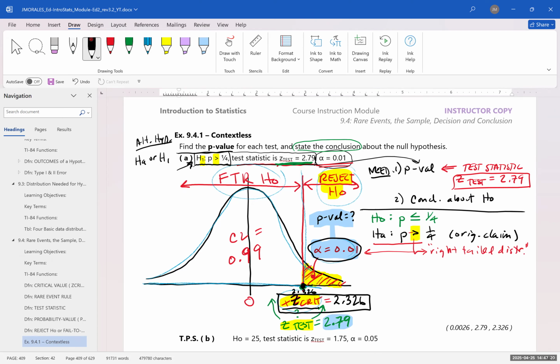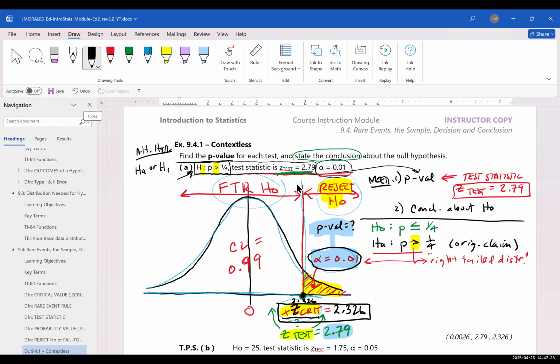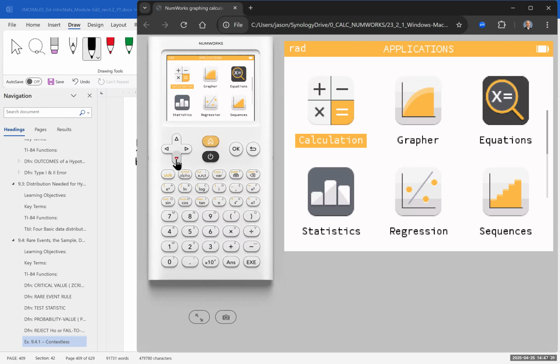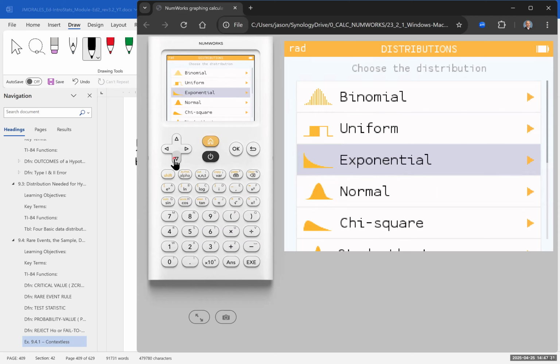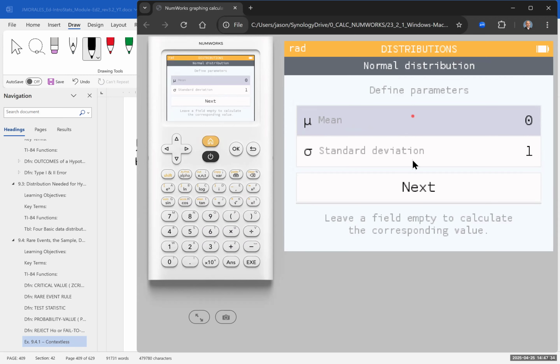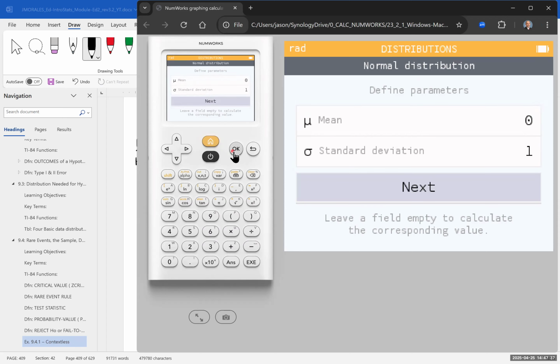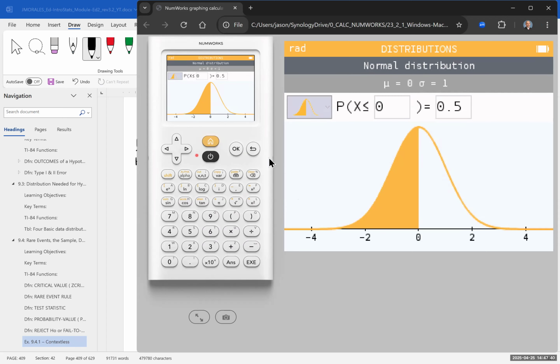Now, let me do this on the NumWorks calculator. So for this, we're going to go to the distributions app, go down to normal with a mean of 0 and a standard deviation of 1. We want the area to the right, and the area that we have is 0.01. So we hit enter, it's going to give us the critical value right here, 2.326. Okay, gives us that little piece right there. So that looks good.